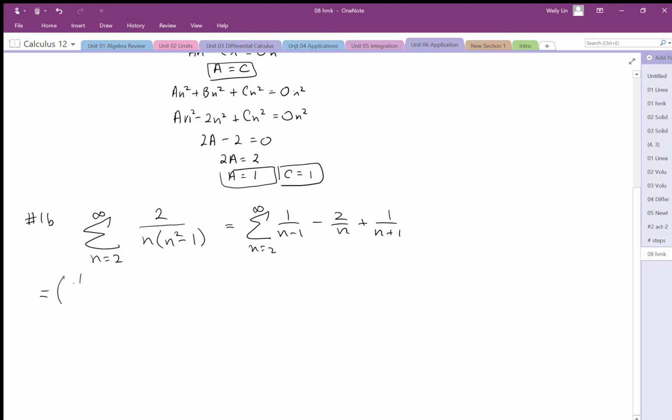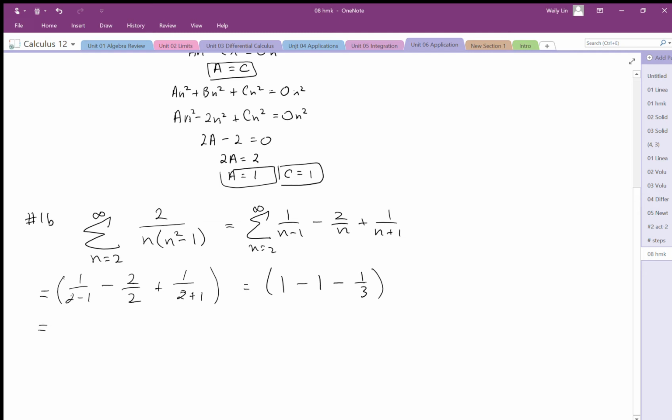So it's going to be 1 over 2 minus 1, minus 2 over 2, plus 1 over 2 plus 1. Sorry, I'm just going to write it as 2 plus 1. Okay, and as this is just the first term, I'm just going to sum it up vertically. So it's going to look like this: 1 minus 1 plus 1 over 3. Okay, so that's the first term.